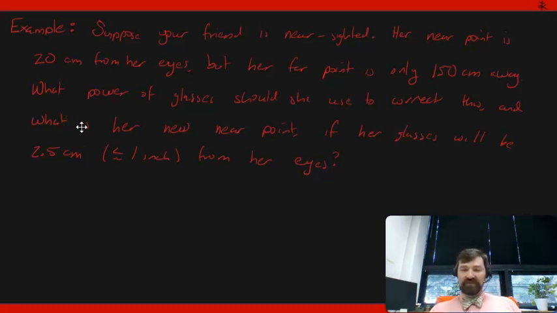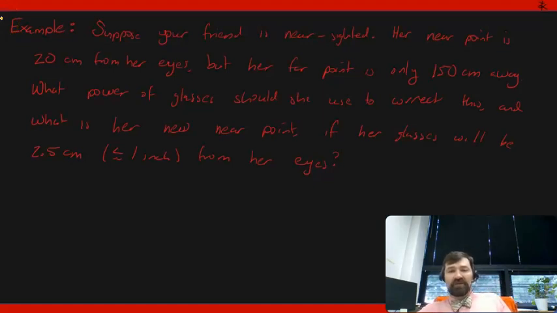She wants to correct her vision using some glasses. The glasses are going to sit on her nose, with some distance between her eyes and those glasses, maybe 1 inch, like 2.5 centimeters. And so what we want to know is what power we need for those glasses if they are to correct her vision. So how do we work this problem? How do we break this down?